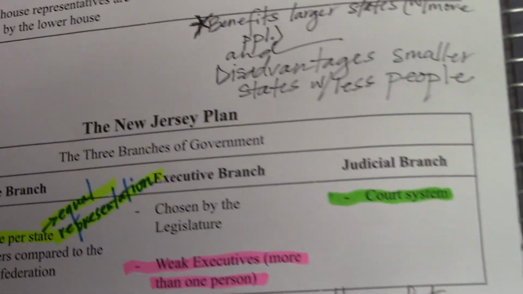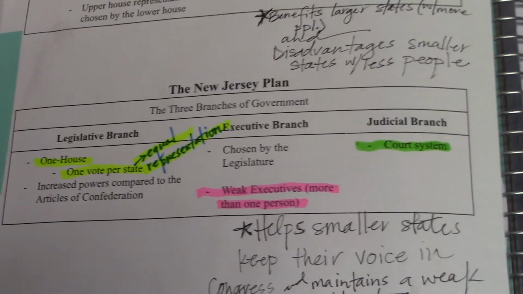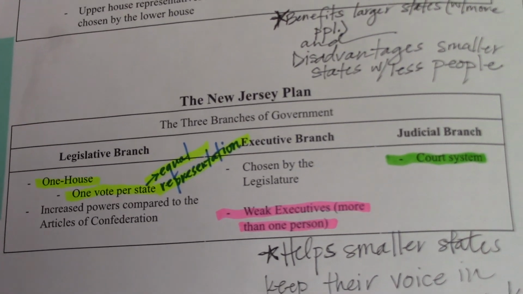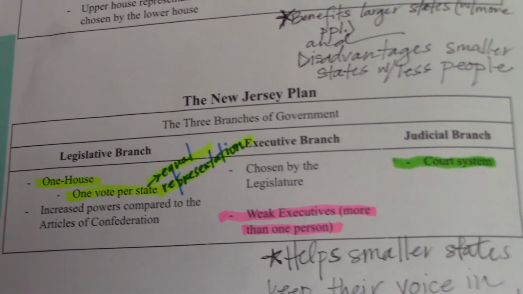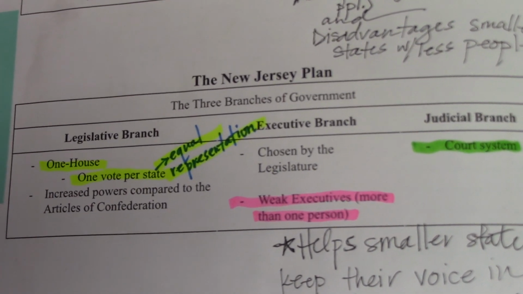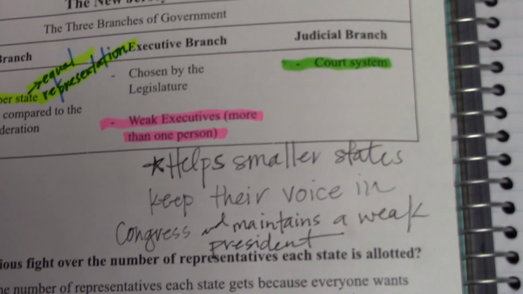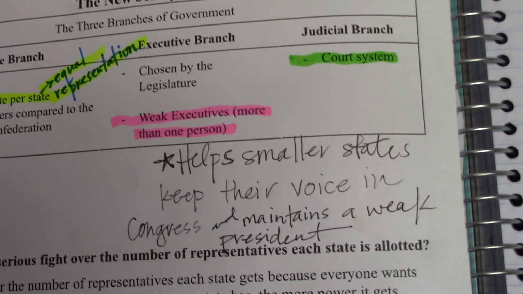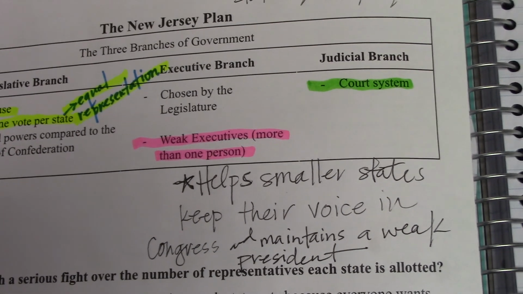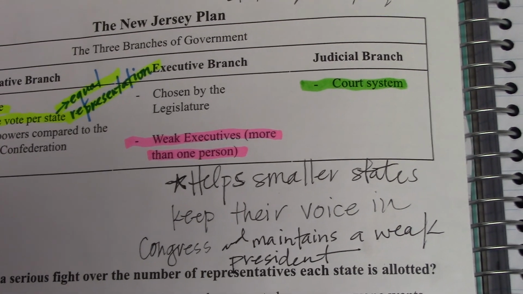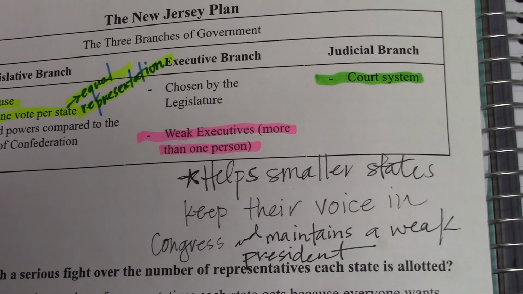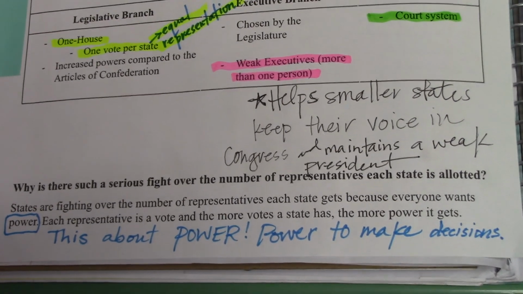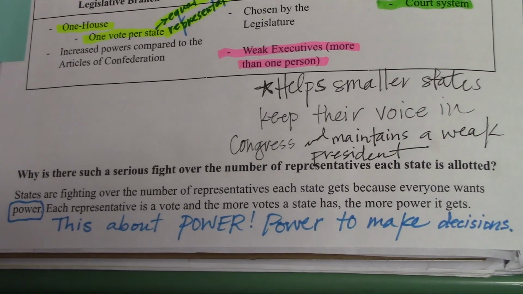Then New Jersey plan, same deal, except they support equal representation, one vote per state, so no one has more power than anyone else. And overall, this is helping the smaller states keep their voice in Congress. This plan also wants to make sure government, or the president specifically, doesn't have too much power. And highlighted at the bottom is really what this is about, power.